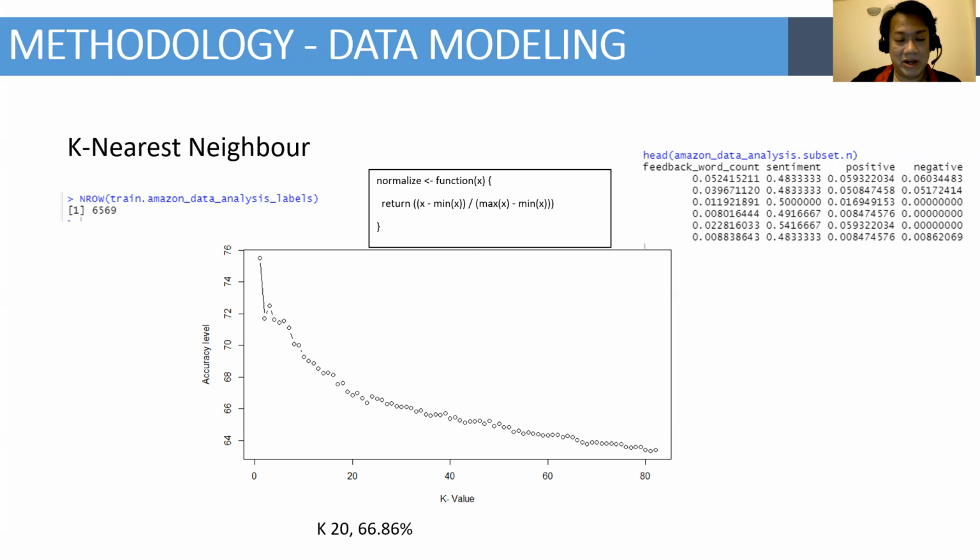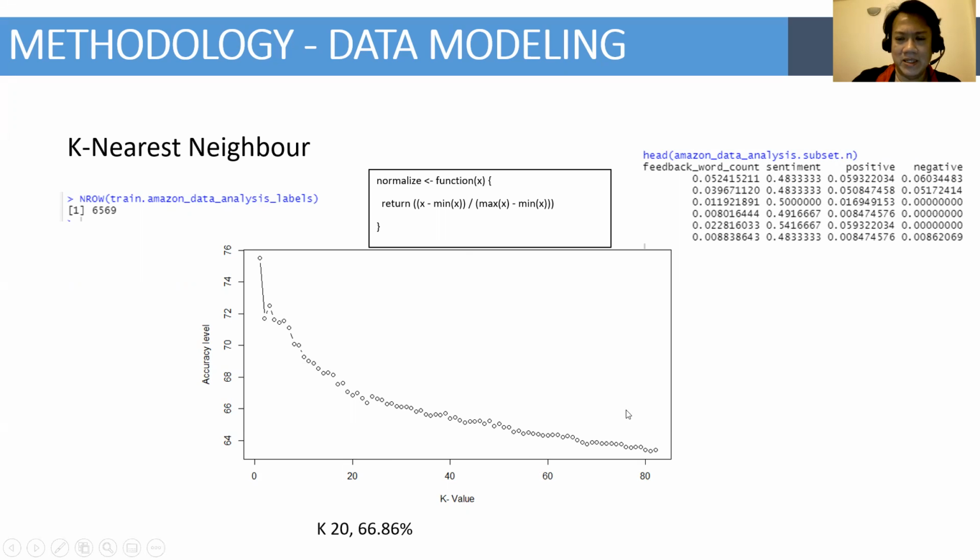Based on the data modeling, when we were trying to do some tuning, if we use the elbow method, K equals 20 is actually the most optimal one. It has an accuracy of 66.86% in being able to predict. So in this case, we'll say that the model, at least as an overview, is just an okay type of prediction.